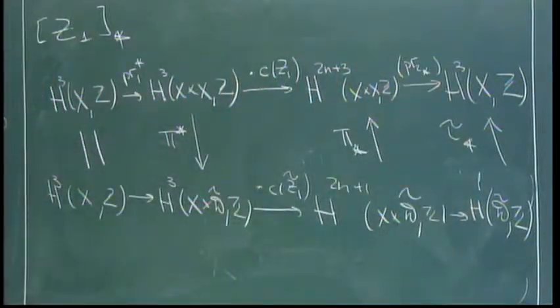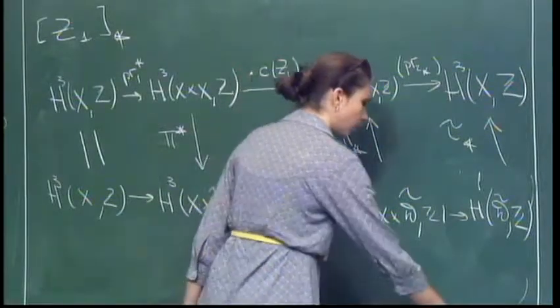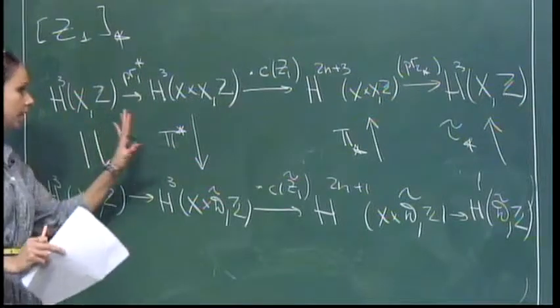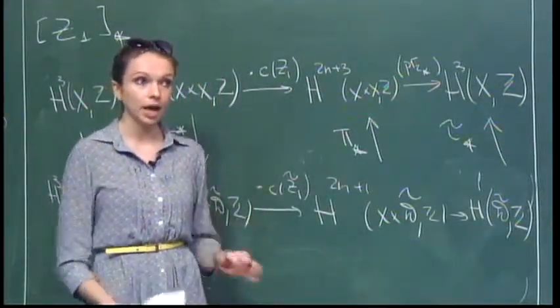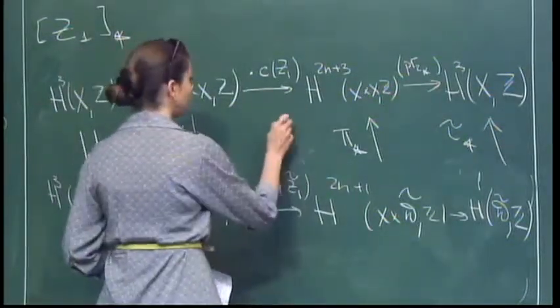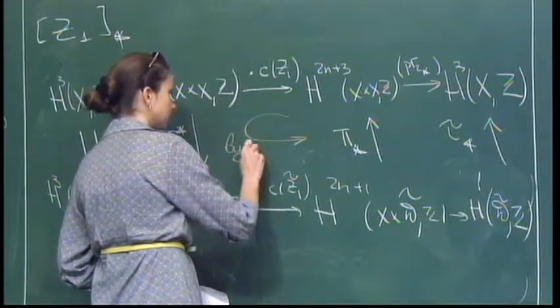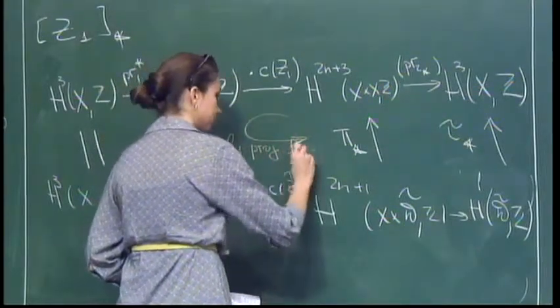Okay? Once you have a diagram, you want to know if it commutes. Indeed, it is the case. So not everything, but this left square and right square are easy just by functoriality. And something is going on in the middle. In the middle, this commutes by the projection formula that I will write right now.